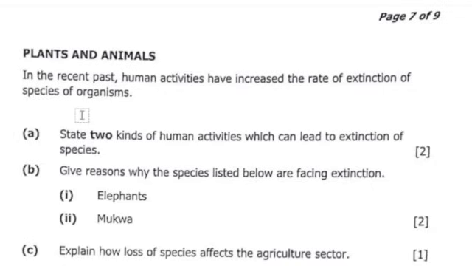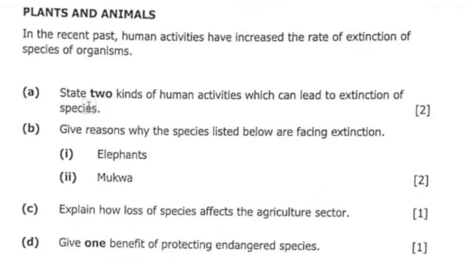Okay, so let's go to question 8. So question 8 was also coming from plants and animals. So the question is as follows. In the recent past, human activities have increased the rate of extinction of species of organisms. So question 8A is: state two kinds of human activities which lead to extinction of species.